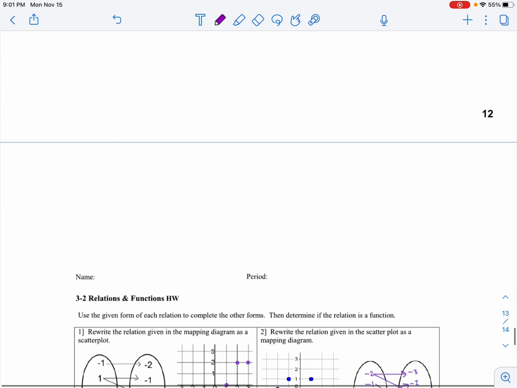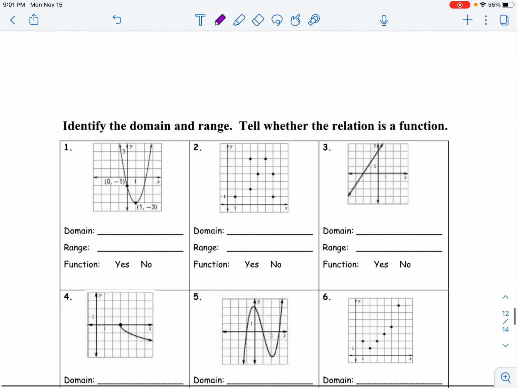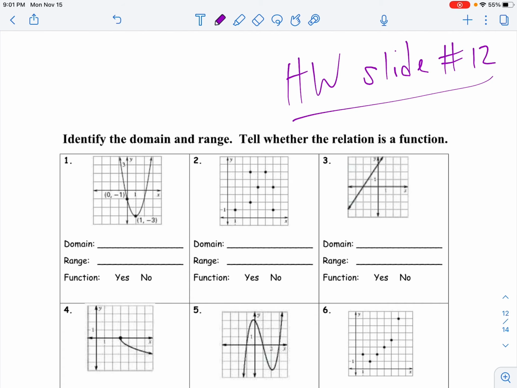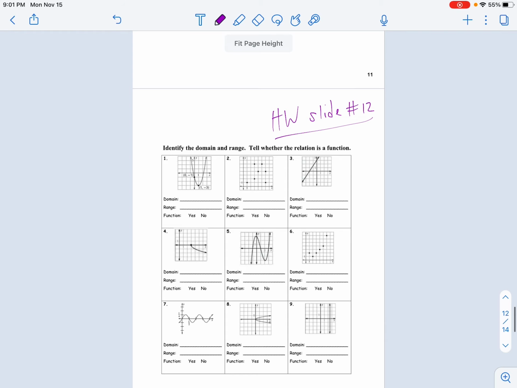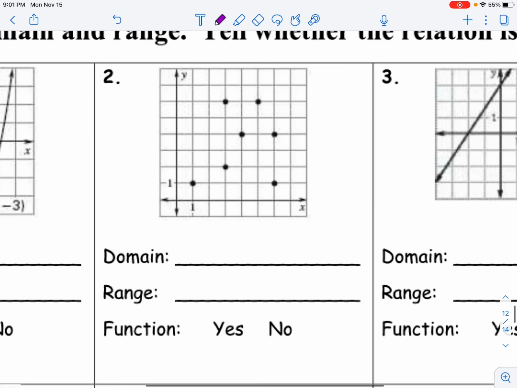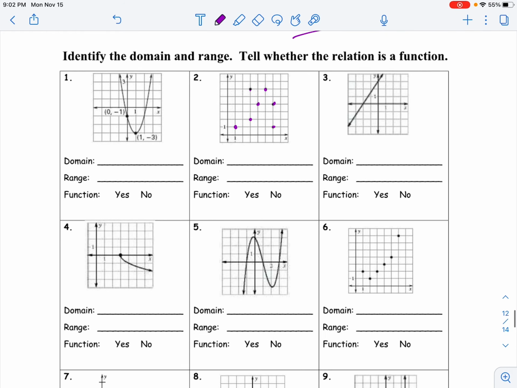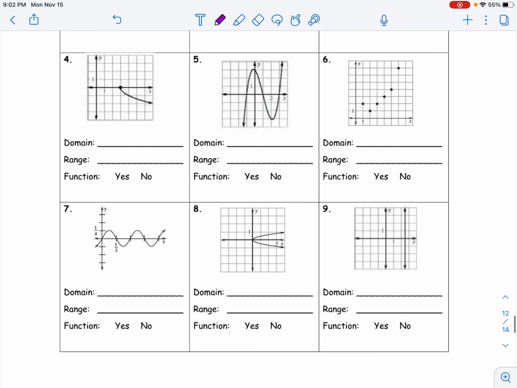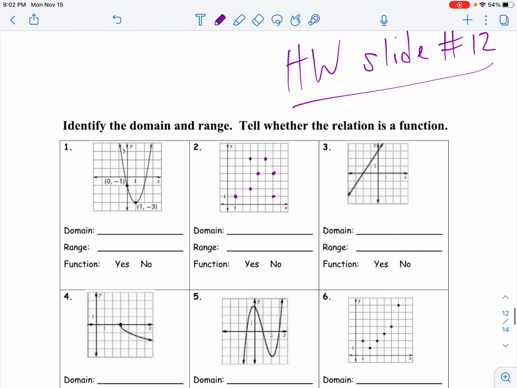We'll stop this video. Your classwork for domain and range is going to be this slide. This is going to be your homework, slide 12. Try these, see how you do. Some of these are a little tricky. Like, number 2 is just points. So what are the x values of all these points? That's your domain. And what are the y values of all those points? That's your range. Try these and see how you do, and the answer key will be posted.